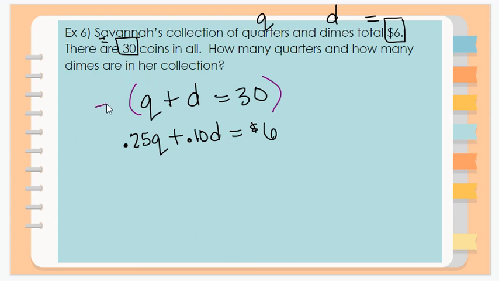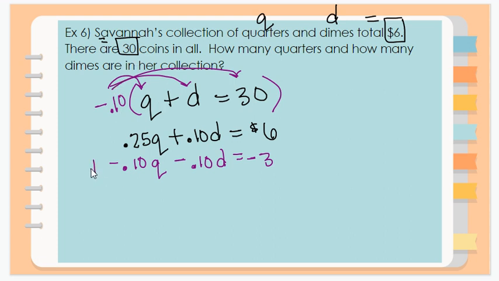So I'm going to multiply by negative 10 cents. All right, so that's going to become negative 10 cent Q minus 10 cent D, and then this will become, let's do the math, 0.10 times 30 becomes a negative 3. All right, let's add these up.